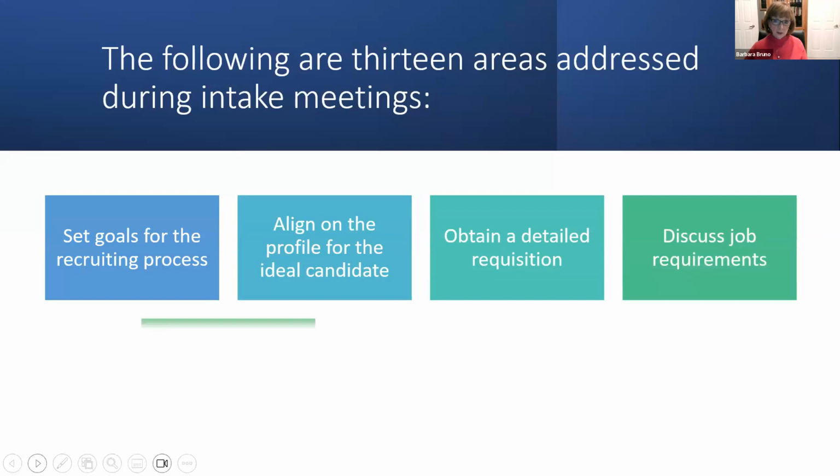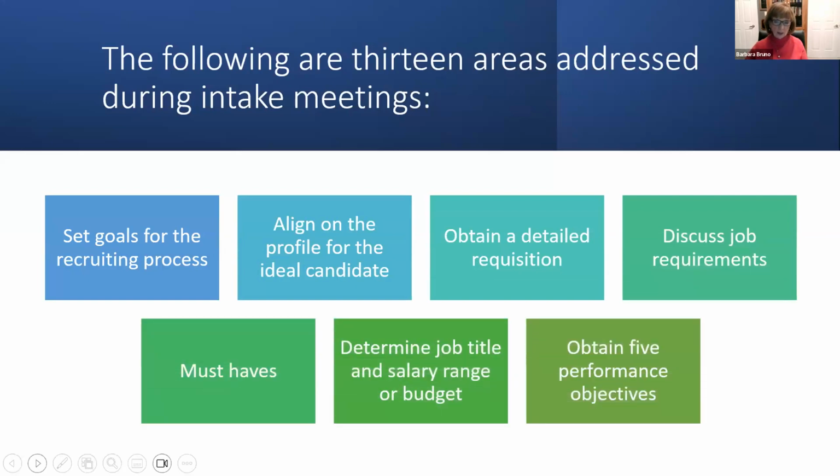There are 13 areas that should be addressed during intake meetings. And when I said that recently at a conference, people went, 13 areas? I'm lucky if I could discuss 4 or 5 things with my hiring authorities. But I want to go through these and show you why they're important.